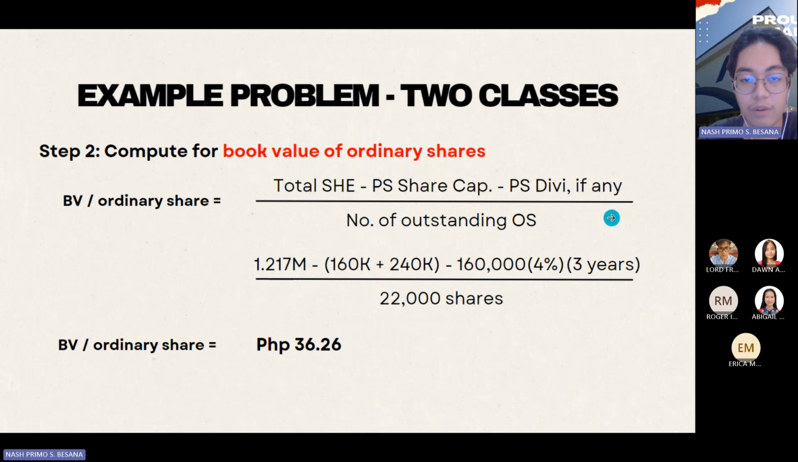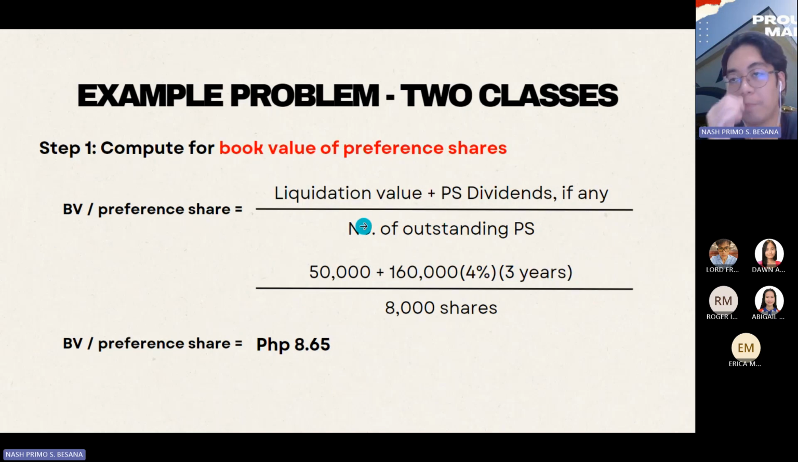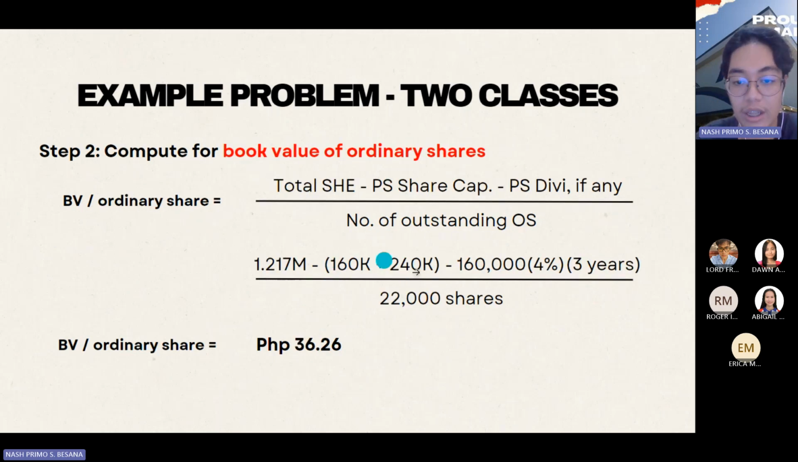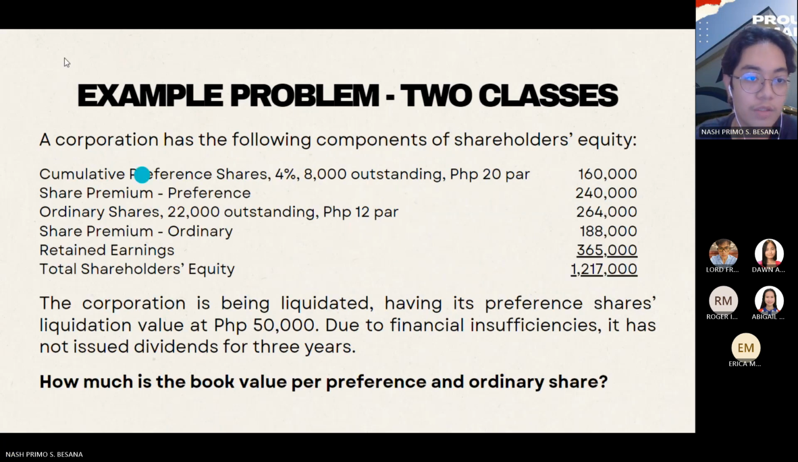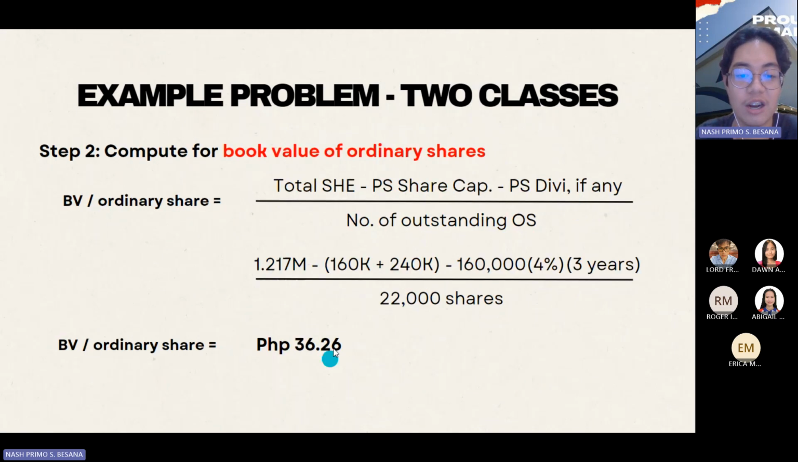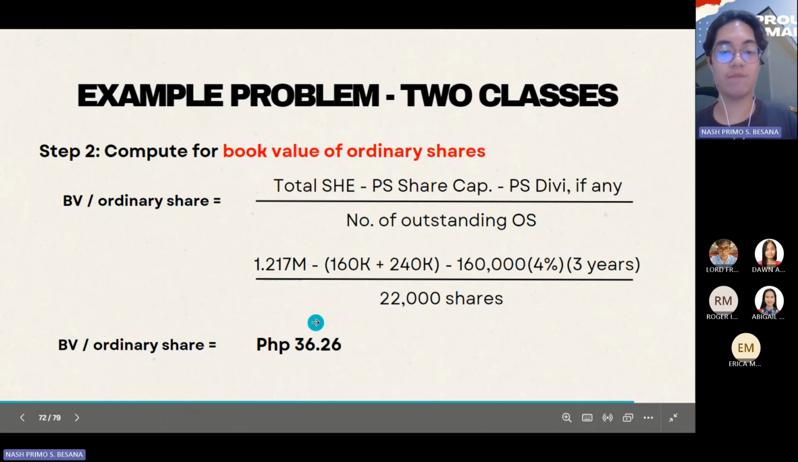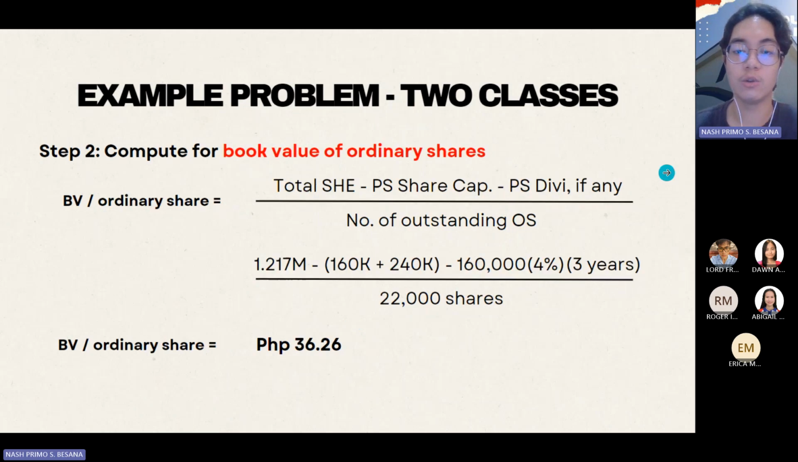So if you can observe, hindi naman ibig sabihin na preferred ka, mataas agad yung ibibigay sa'yo. There are still times na malaki pa rin yung natira, kaya malaki pa rin yung mabibigay kay ordinary. So ayun, yung ordinary daw would receive 36.26 each. Tapos yung preferred, 8 pesos lang. So it depends talaga sa situation ni company kung sino yung mabibigyan ng mas marami.